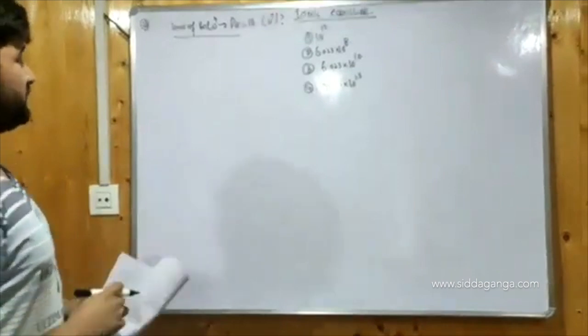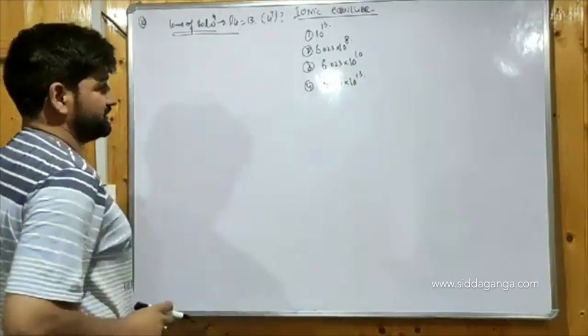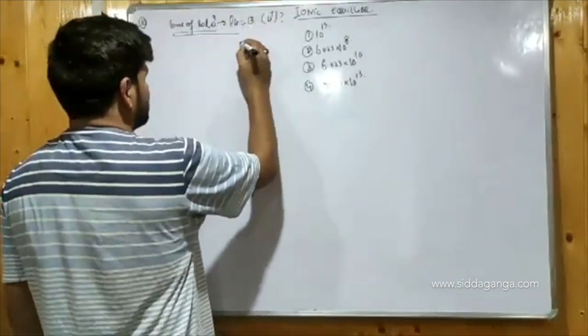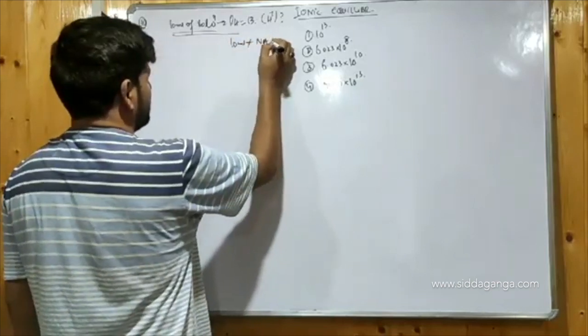Now in this question we are asked to find out in 10 ml of solution the number of H plus ions. So in 10 ml naturally it's not possible to have Avogadro's number because in 10 ml you cannot have Avogadro's number of particles, right?